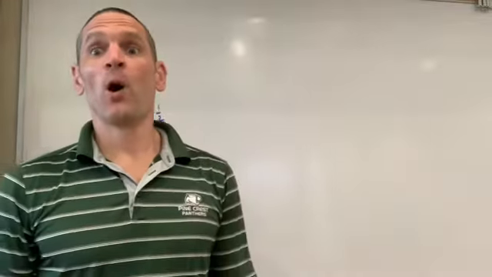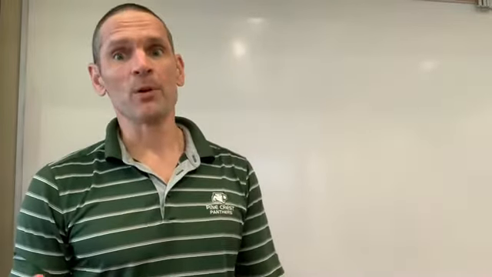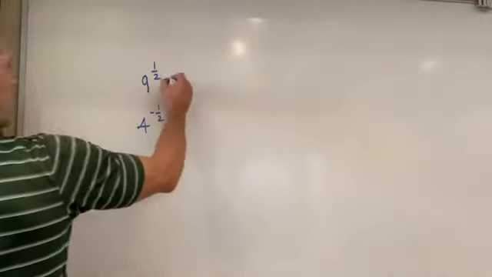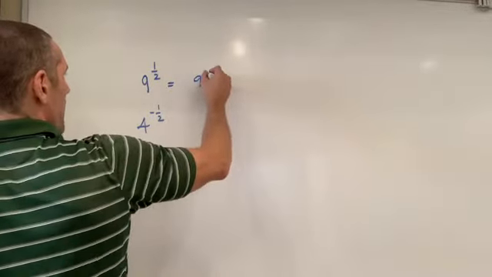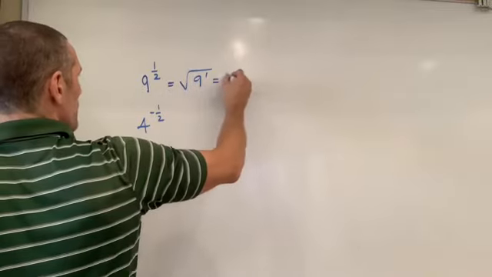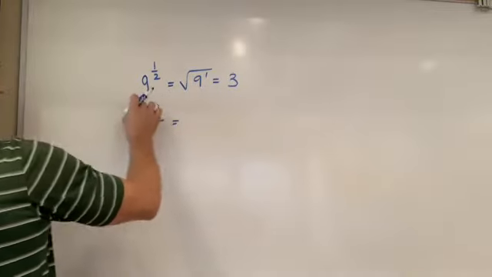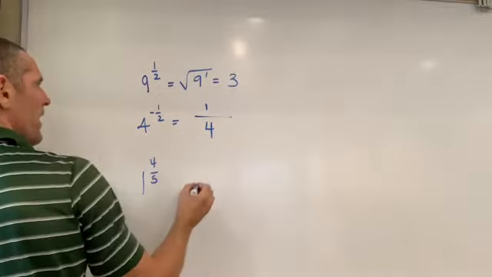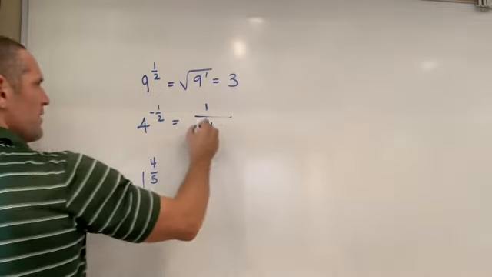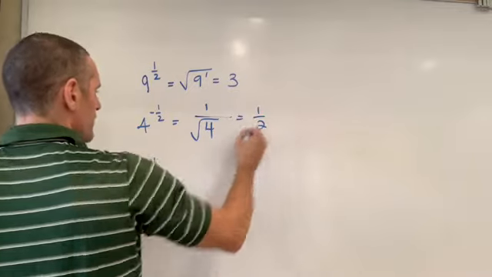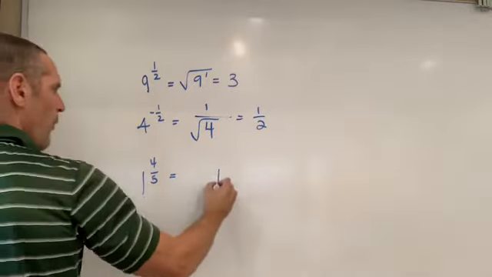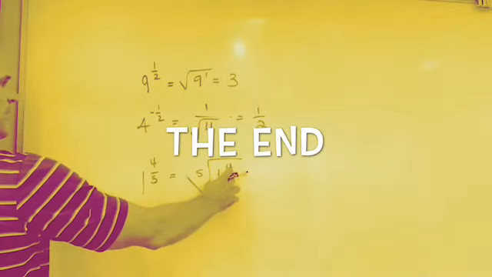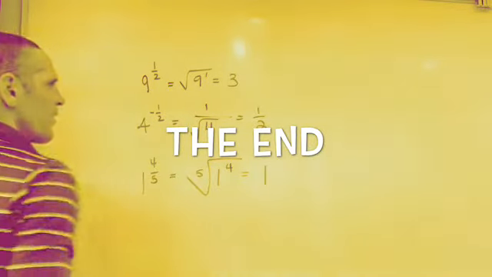With exponents, we also have to be able to deal with numbers raised to fractional exponents. For example, 9 to the 1/2. Well, this is simply 9 to the power of 1, square root, which is 3. 4 to the negative 1/2. Remember, I'm in the wrong place. It's 1 over 4 to the 1/2, but 1/2 is really the square root, so we're going to say that is 1/2. And here we have 1 to the 4th power, and we'll take the 5th root. So 1 to the 4th is 1, and the 5th root of that is also 1.